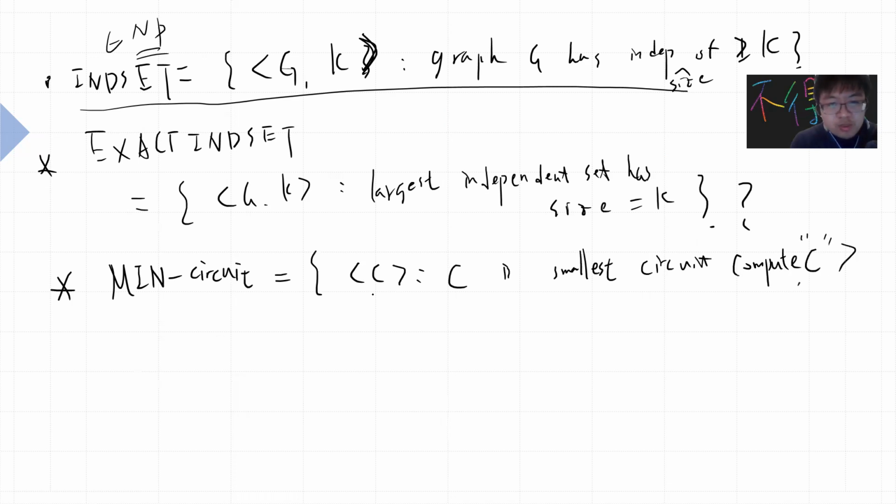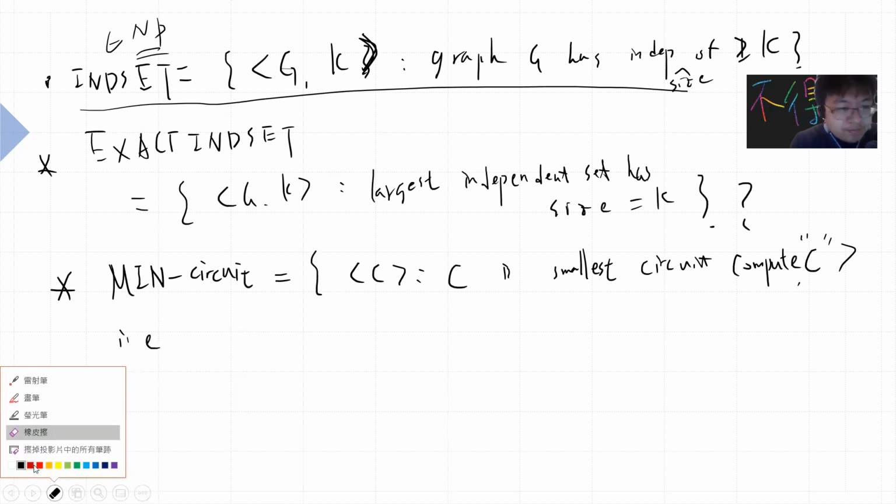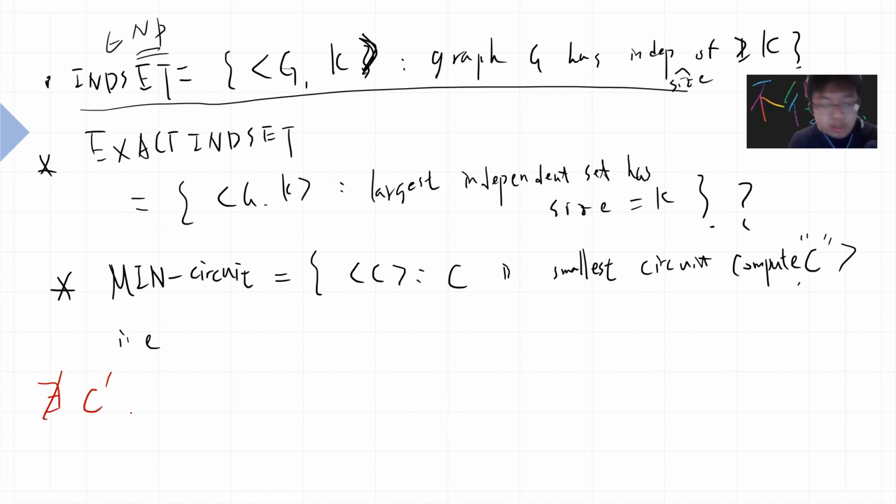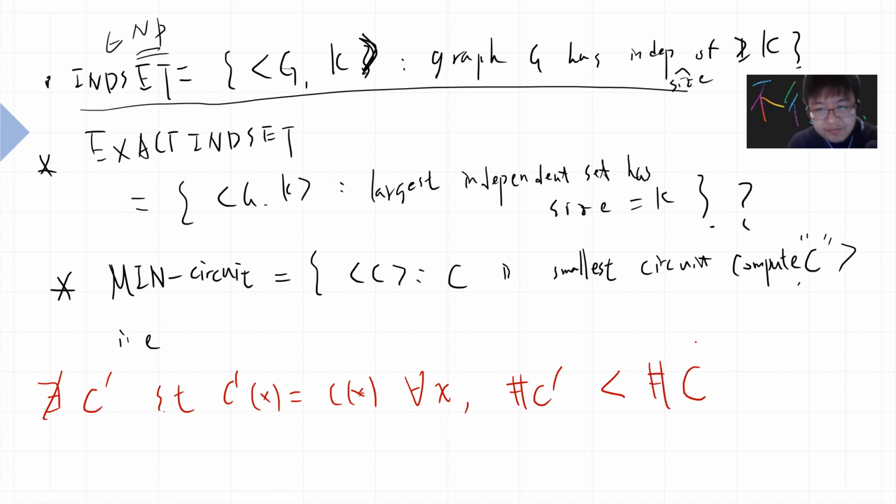Okay. So this means what? This exactly means that for every... let me just write it. So this means that there does not exist another circuit C prime such that C prime is exactly the same as C for all inputs, but the size of C prime is smaller, because C is the smallest, right? So size of C prime is less than the size of C.